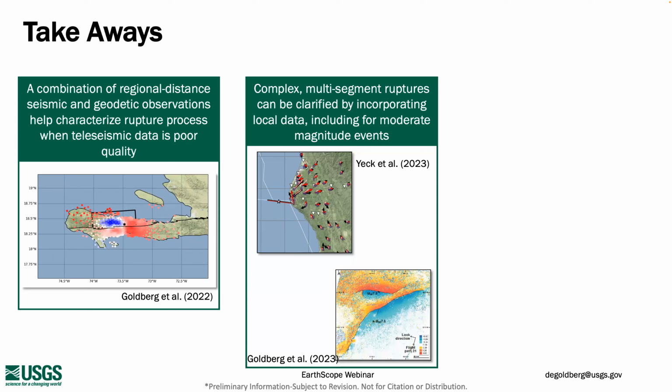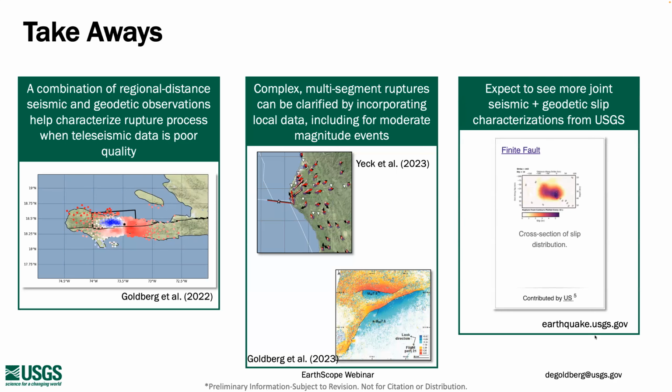And then for the Turkey event, this InSAR data in particular was critical for helping us to map the accurate rupture trace. Then we used accelerometer, GNSS, and InSAR observations to help clarify where the slip actually happened and how much. And finally, this is becoming regular practice at the USGS National Earthquake Information Center, so you can expect to see more joint seismic and geodetic slip characterizations from us moving forward.